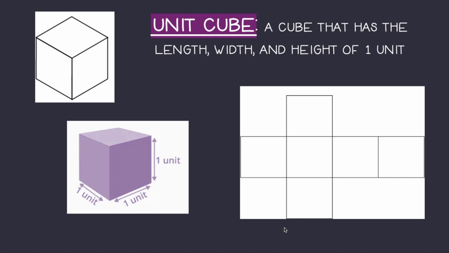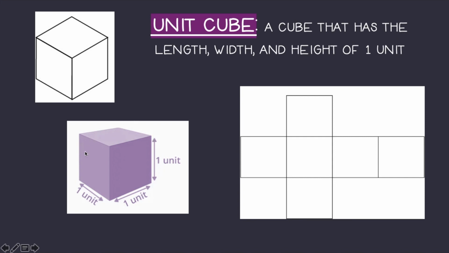Let's talk first about our one and only vocabulary word, unit cube. A unit cube by definition is a cube that has the length, width, and height of one unit. If we look at this first image here, the purple unit cube, we can determine that the length, width, and height of this cube all have the same measure of 1. Let's talk about length, width, and height first. When we're looking at the length of something, we are looking at the distance from the left to the right. The width is from the front to the back, and the height is from the top to the bottom.